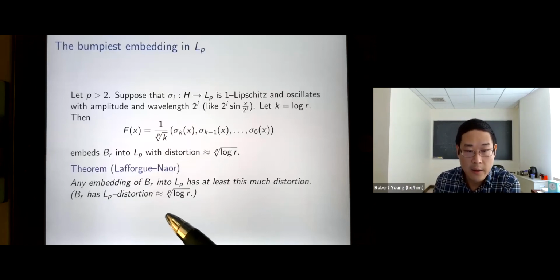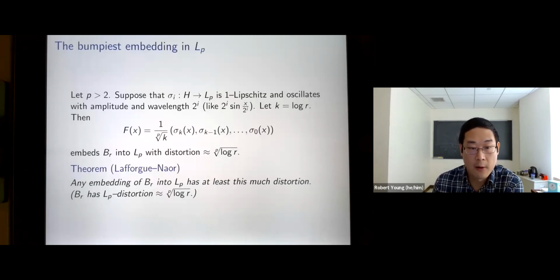And again, up to a constant, this is optimal. It's a theorem of Lafforgue and Naor that any embedding of the ball of radius r into L^p has at least pth root of log r distortion. Is it okay so far?